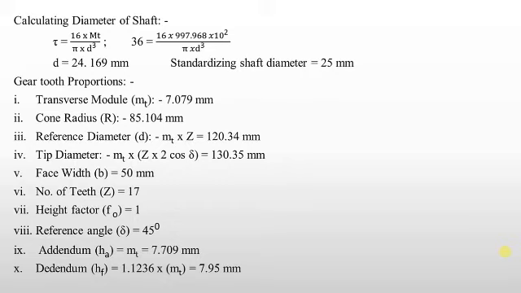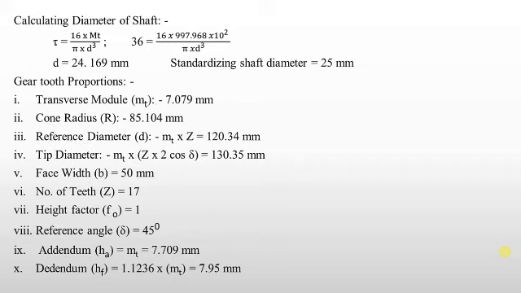Following are the gear tooth proportions. First one, transverse module MT equals 7.079 mm. Second one, cone radius R equals 85.104 mm. Third one, reference diameter D is equal to MT into Z, which is equal to 120.34 mm. Fourth one, tip diameter equals MT into Z into 2 cos delta, which is equal to 130.35 mm. Face width B equals 50 mm. Number of teeth Z is equal to 17.